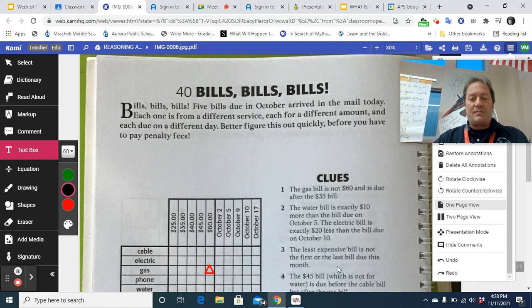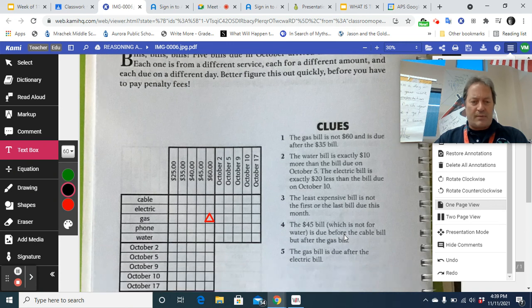All right, so let's go ahead and get right into it. I may have just accidentally done that one, but you know what, I think that's actually going to fit, so I'm just going to keep going with it. The thing to know about Logic Grid 40 is that it's a bunch of sequential clues, meaning that you have to figure out the sequence, whether it's the sequence of dates or the sequence of bill amounts, and then use those to figure out which bill goes where.